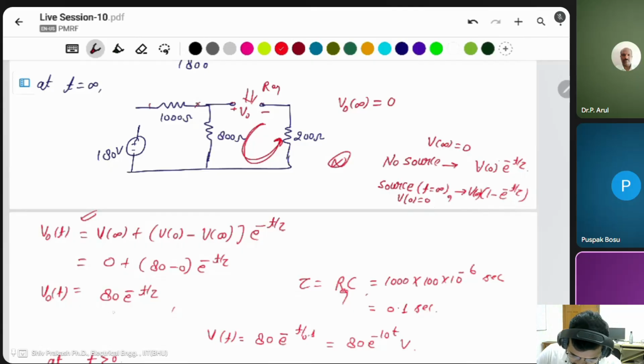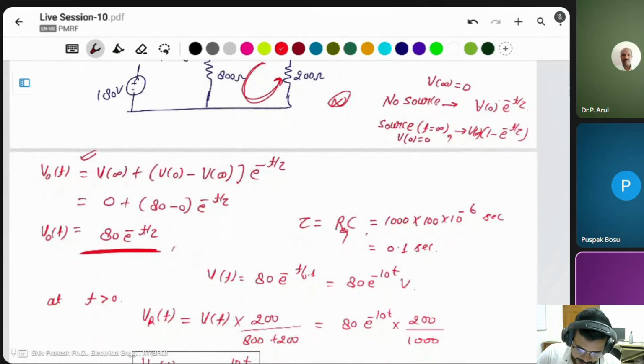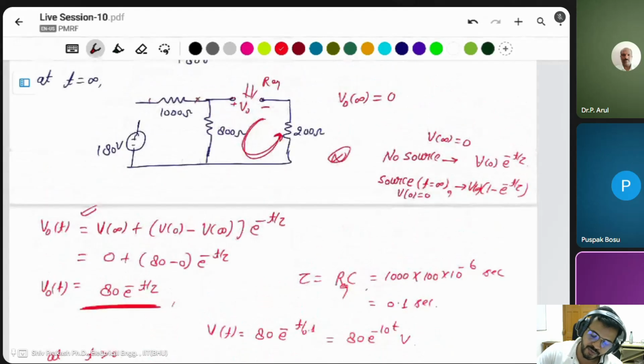Then if you find the voltage across the capacitor, after that you have to calculate the tau. It will be the R equivalent times C. Then after that you have to find the voltage across this 200 ohm resistor.